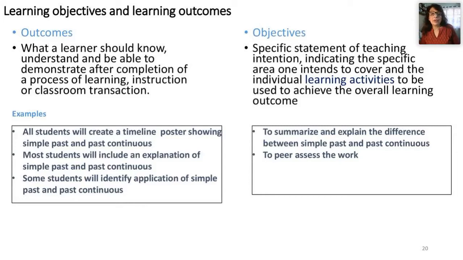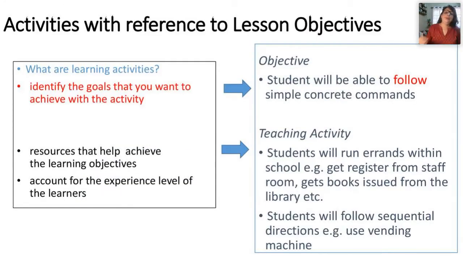On the other hand, if you're looking at how you're going to state your objective as a teacher, it is to summarize and explain the difference between simple past and past continuous. So this is your objective, whereas this is the outcome that I'm expecting from my learners. So this is the critical difference between the two. Suppose I were to operationalize this, and I would ask you now, how do I go about actually showing it? If today's objective is, today I want to teach my children how to do this: student will be able to follow simple, concrete commands. So this is the objective that I want to plan for today.